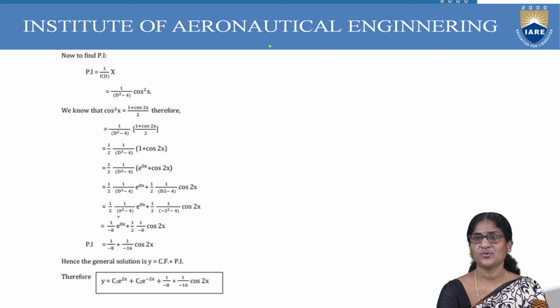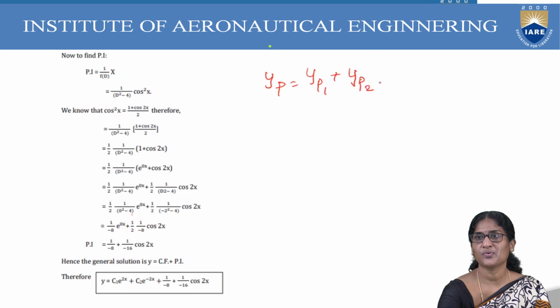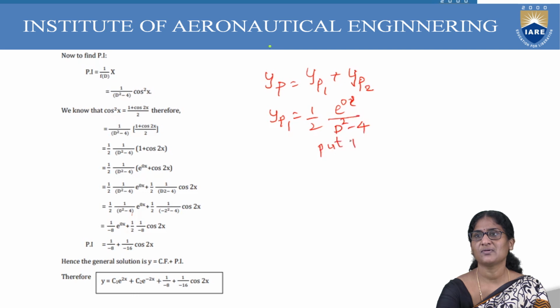Now here what I have to do is substitute. In the first case, you can write yp is equal to yp1 plus yp2. If you are not able to do both the parts directly, you can write it like this. So yp1 is equal to 1 by 2 e power 0x by d square minus 4. Now what I have to do is put d is equal to 0. So what I am going to get is e power 0x by minus 8. This is the yp1 value.